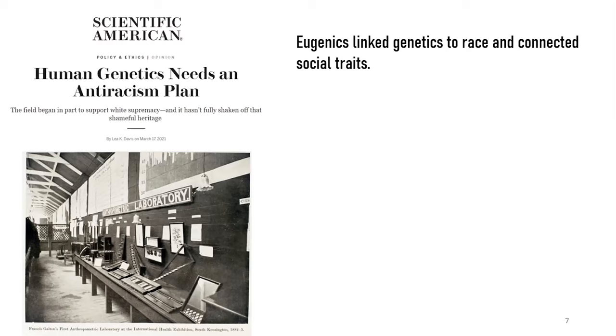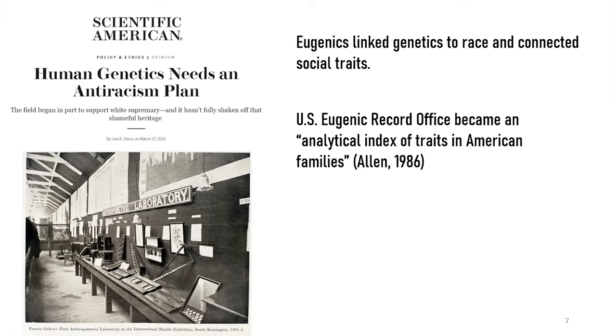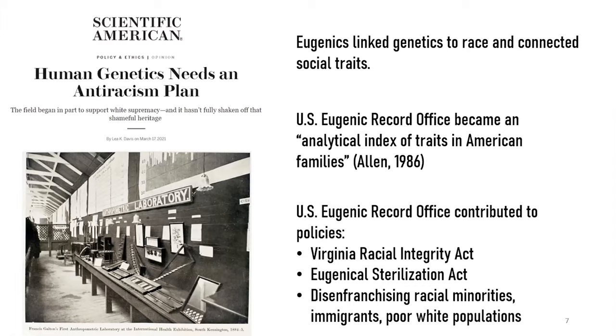Galton wasn't finding a welcome home for his area of research in the UK, but he found a home in the United States. The United States had a U.S. Eugenics Records Office. It was based at another familiar name, the Cold Spring Harbor Laboratories. And this office was considered the cutting edge at the time. It started what I think might be the first genetic database in the United States, an analytical index of traits in American families.